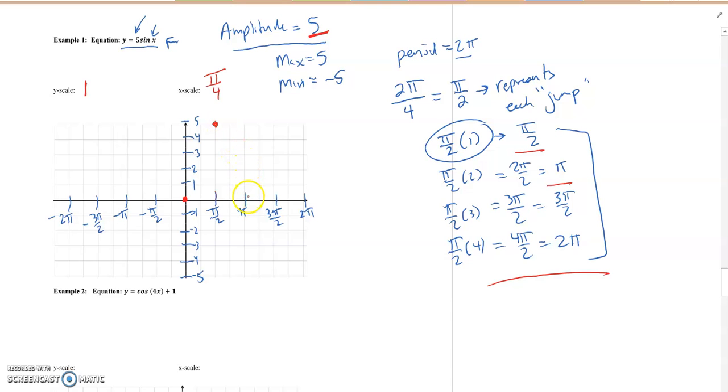Then it's a sine graph, so I'm going to go back to the middle, then down to the minimum, and then back to the middle. This is one period of sine. Now, if you want to go backwards with sine, you have to go minimum first. So we go minimum, middle, maximum, middle. There's another period of sine. So I've graphed 2 periods of a sine graph.